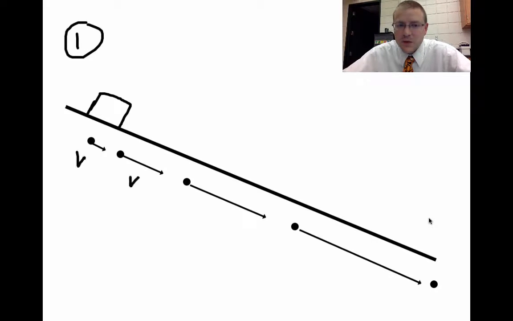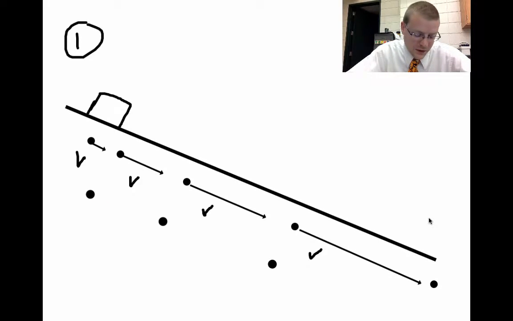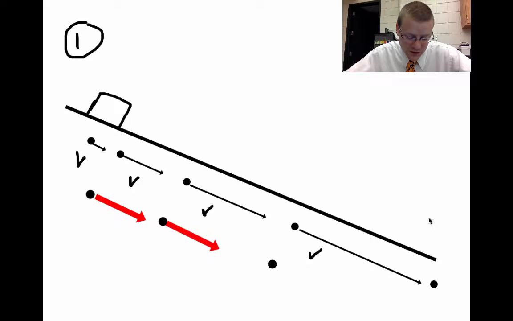One way you could do it is label that all of these are velocities, and then above or below show an acceleration. So the way I'll do it is I'll have the acceleration be red for you. The acceleration from the first moment to the second moment is down the hill. The acceleration from the second moment to the third moment is down the hill. And the acceleration from the third to the fourth is down the hill.